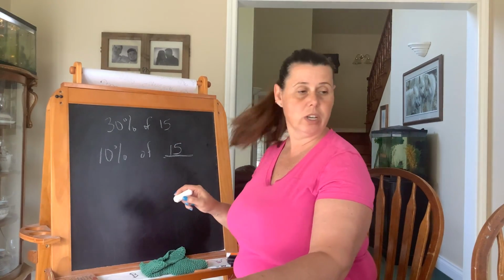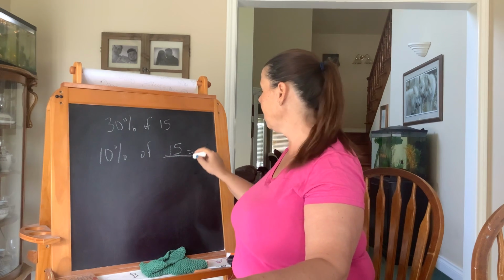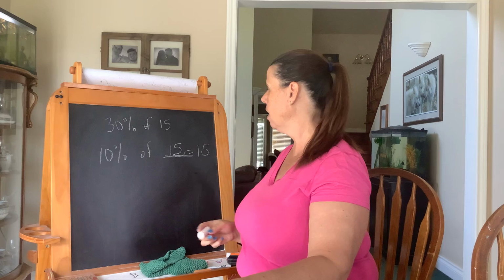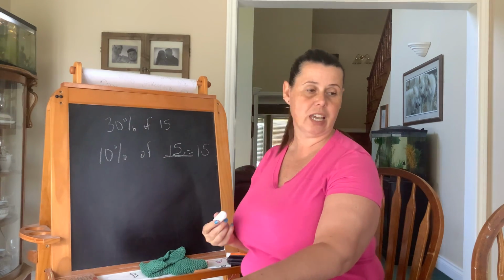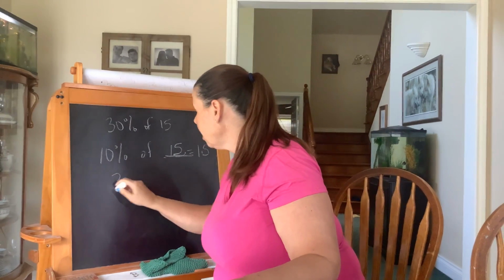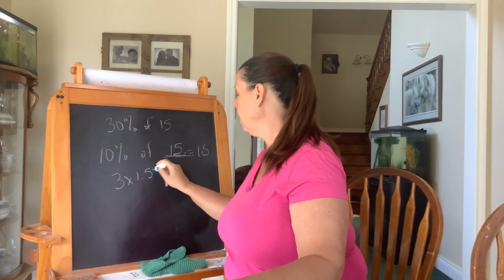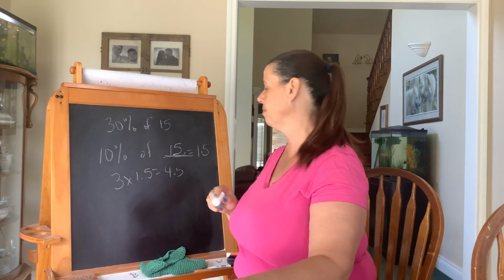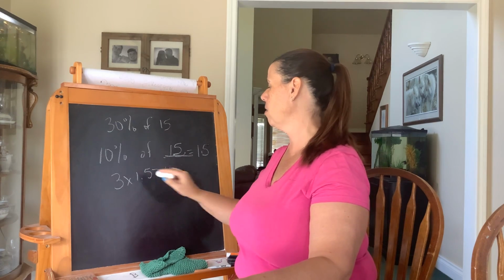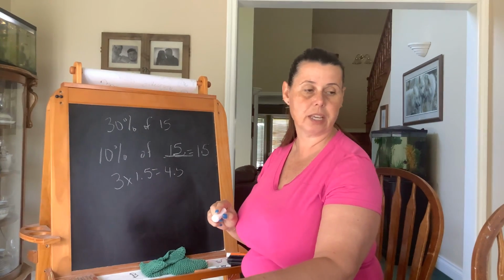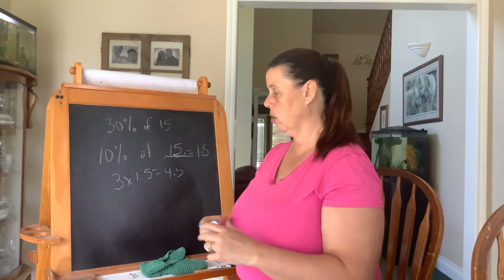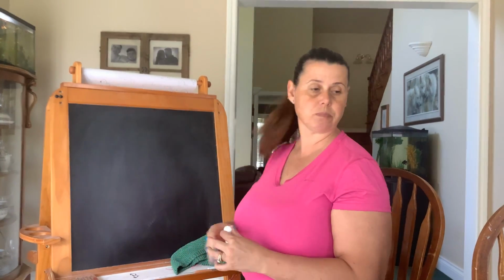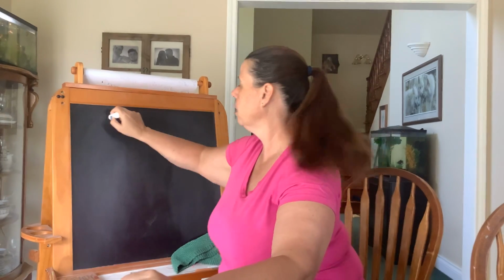So I know that 10% of 15, my decimal is here, I skip it one place, would be 1.5. But I need 30%. So 3 times 1.5 is 4.5. 1, 2, 3, and 3 halves makes 4.5. Okay? So that's the first one, which was mostly done for you. I'll do the second one for you.